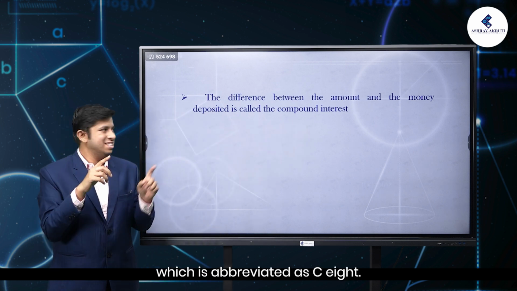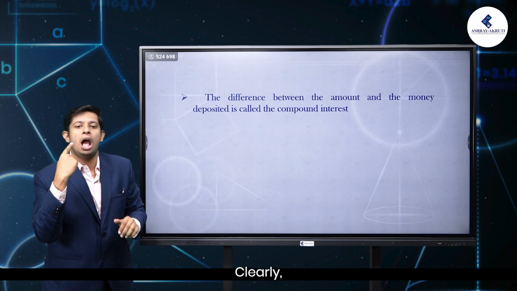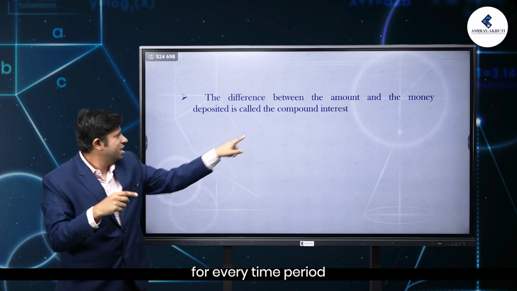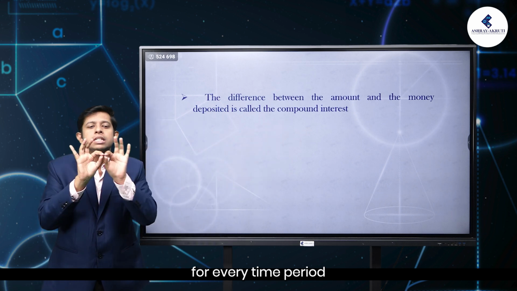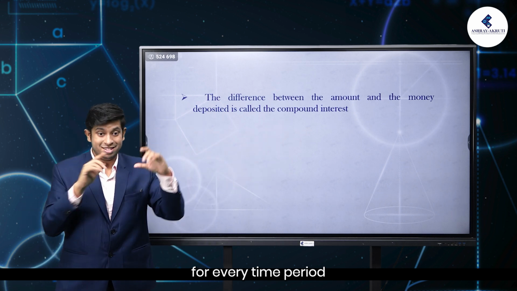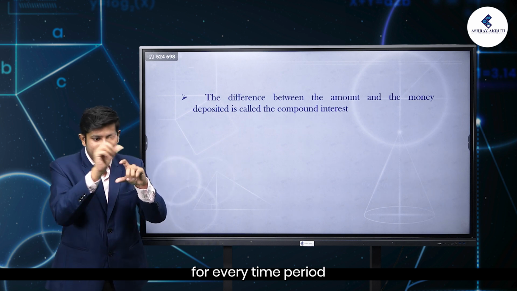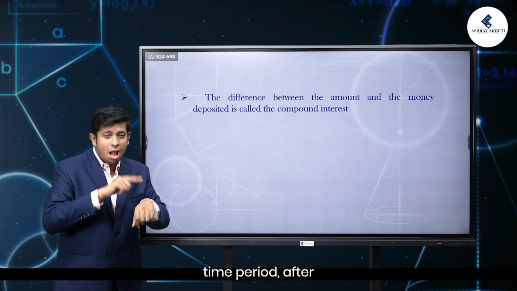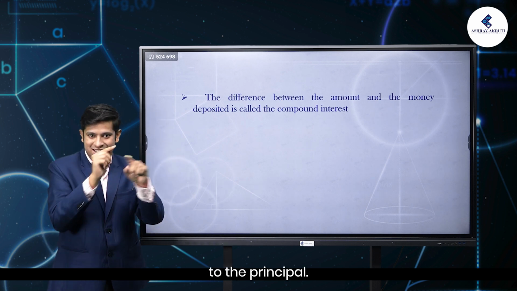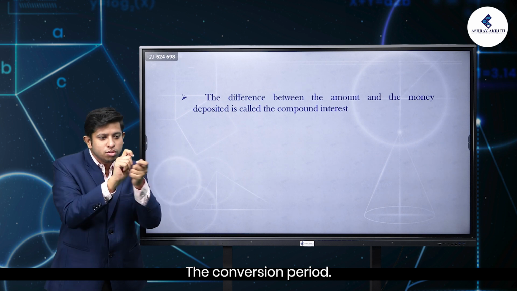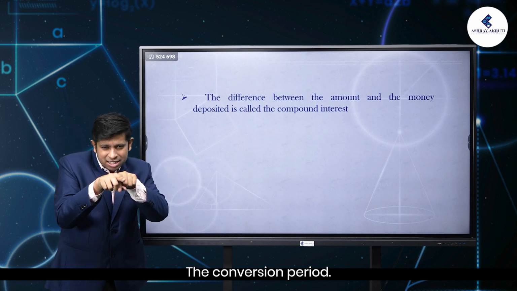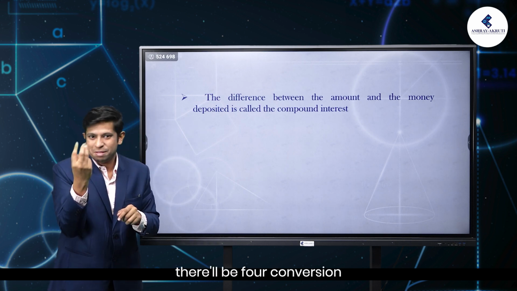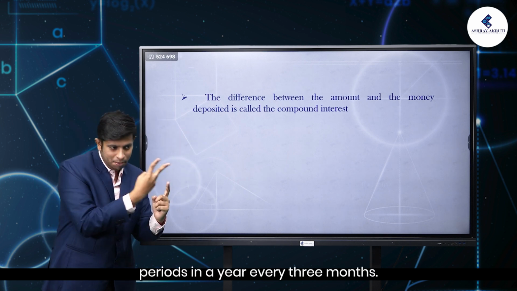Which is abbreviated as CI. Clearly, the compound interest will be more than the simple interest just because the principal keeps changing for every time period. We call the time period after which the interest is added to the principal the conversion period. For example, if the interest is compounded, say quarterly, there will be 4 conversion periods in a year, every 3 months.